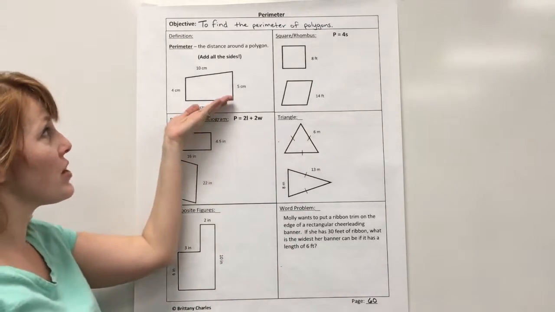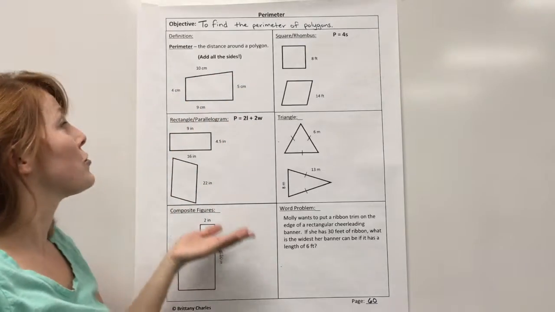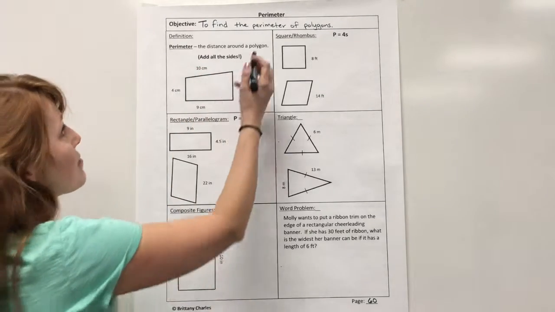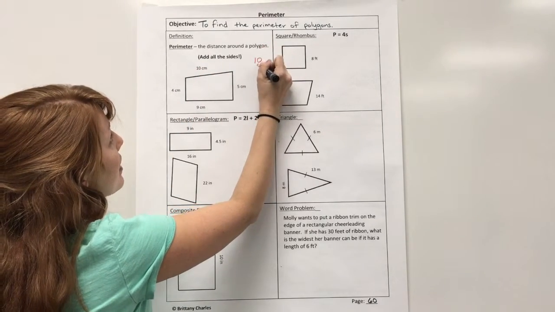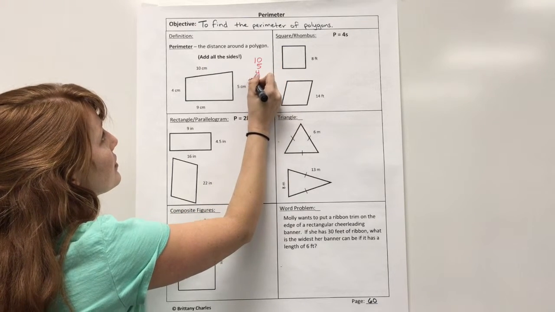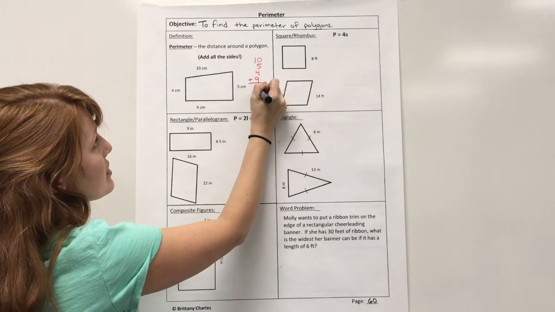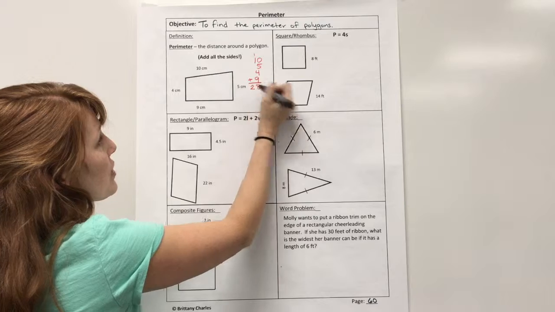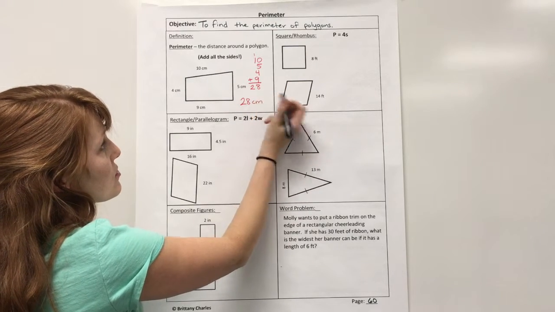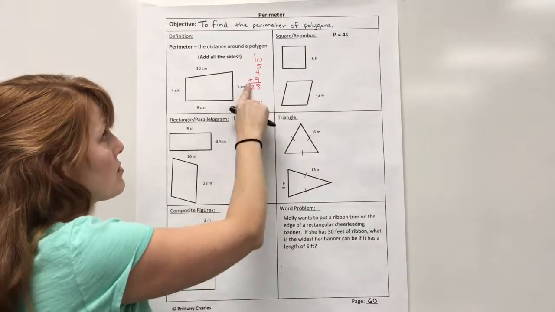Okay, so right here we have a four-sided polygon, which is a quadrilateral. To find the perimeter, I would just need to add all the sides. So we have 10, 5, 4, and 9. I know this makes 9, so 9 and 9 is 18, and that would be 28. So this would be 28 centimeters. Perimeter is just a length, so it's going to be whatever the unit is, centimeters.